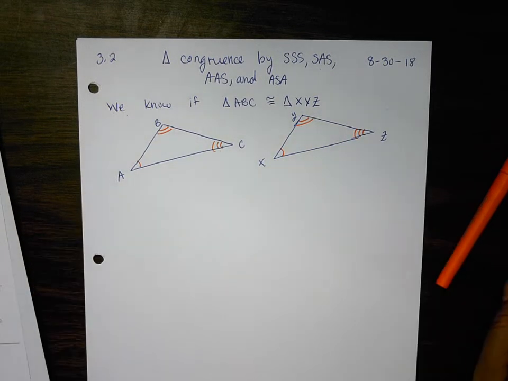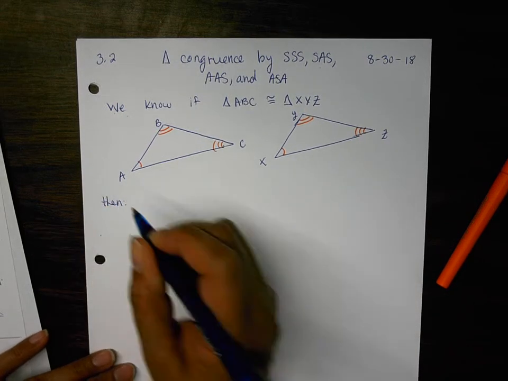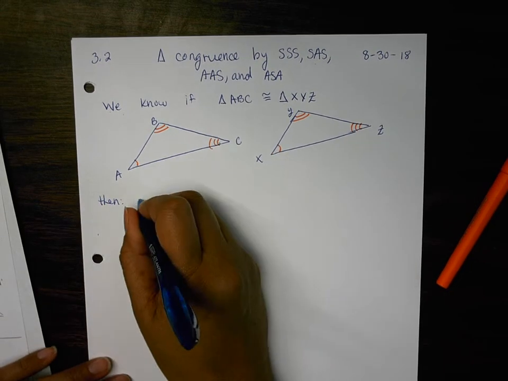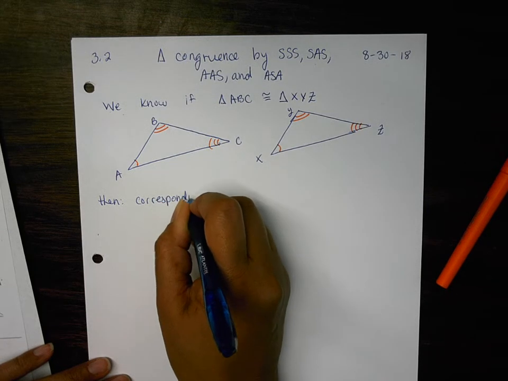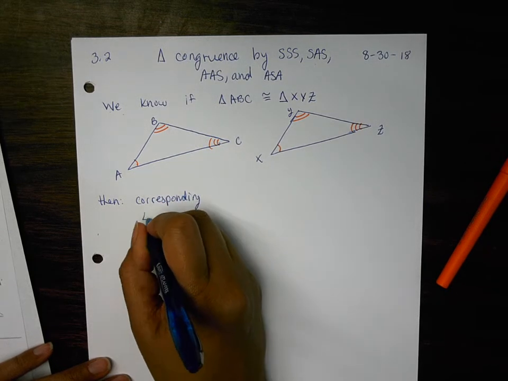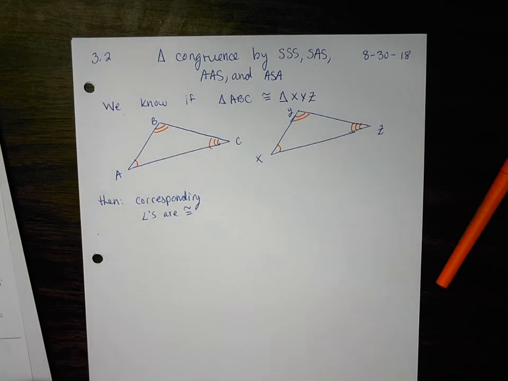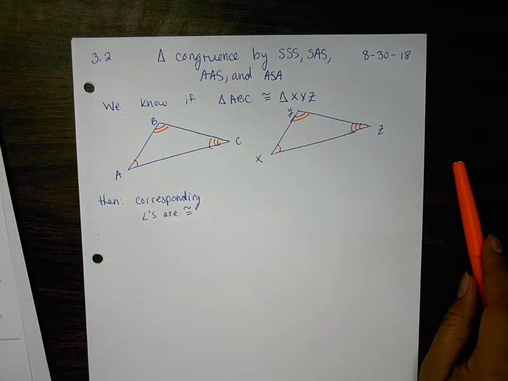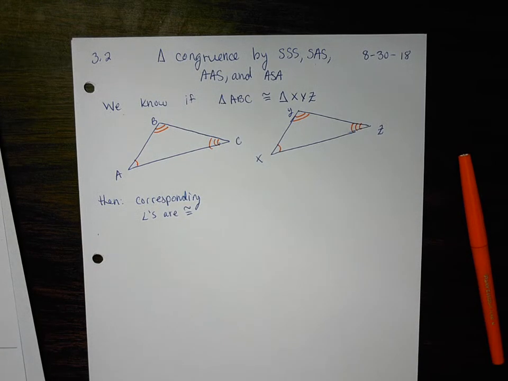All right, so let's go ahead and write this down. Then, corresponding angles are congruent. And you will have problems where you have to list them, where you have to list the corresponding angles that are congruent.